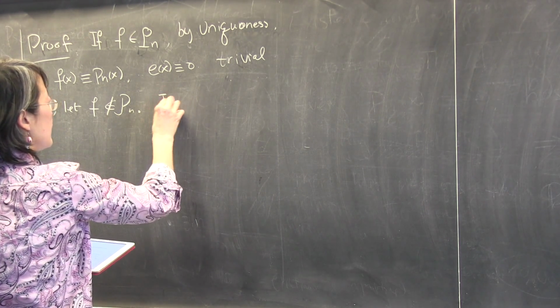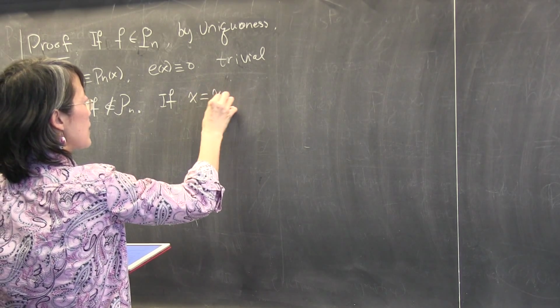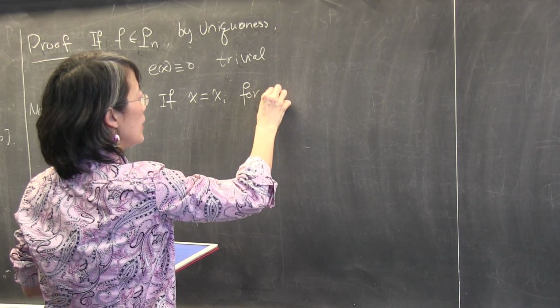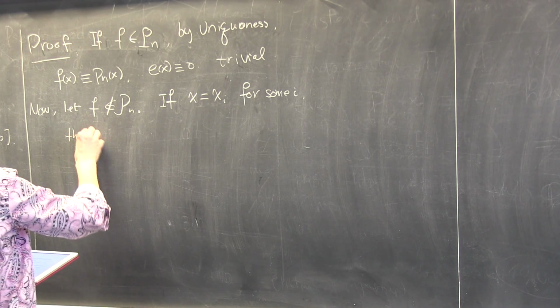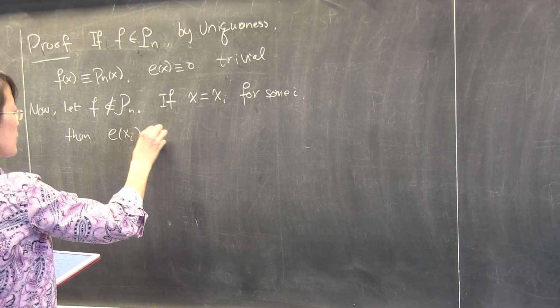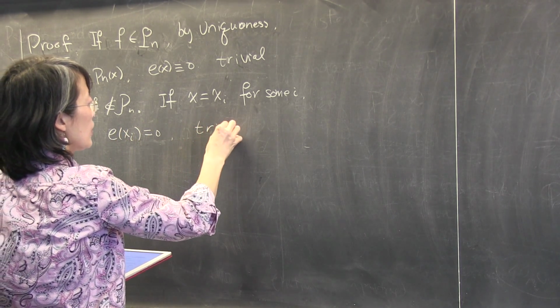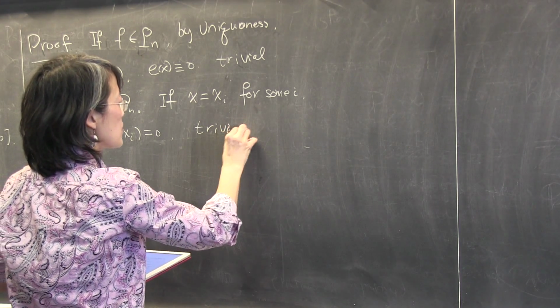So if x equals xi for some i, is there anything I need to do? Well, then the error is 0, isn't it? And then on the right-hand side, x matches one of these xi, so that will be 0. It's trivial. You have 0 equal to 0. Do we see? Are we okay? It's trivial also. Okay, so I am not going to consider that.